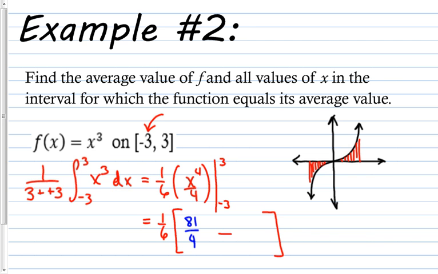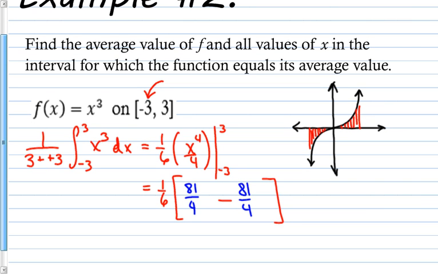Did I do that right? 3 times 3 is 9, times 3 is 27, 27 times 3 is 81, yeah, 81. 81 divided by 4. And plug in the -3, and we get the exact same thing. Because the 4th power makes it positive. So it doesn't matter that it's negative. So, let's see, I get 1/6 times 0. Ooh, which is 0. My average value is 0.